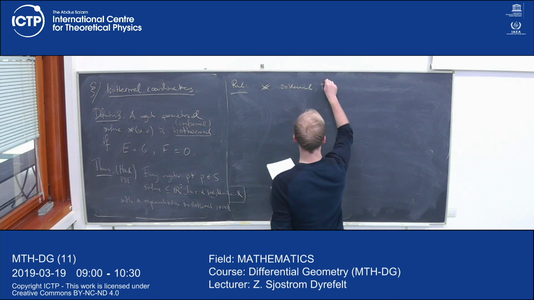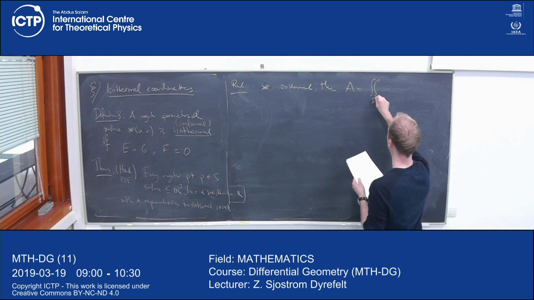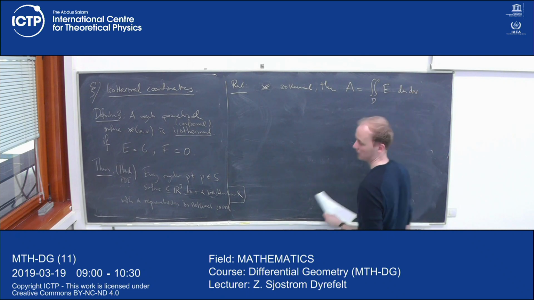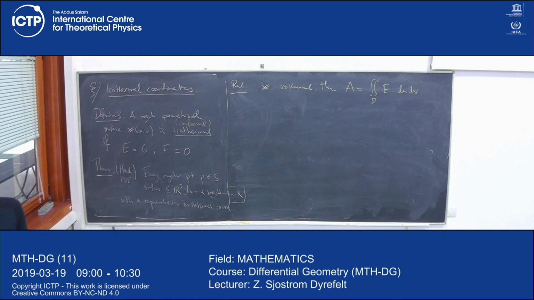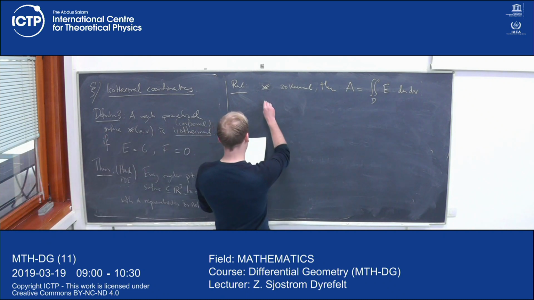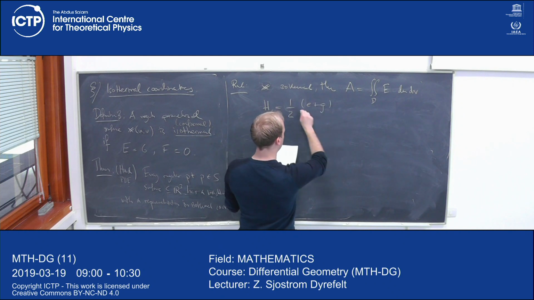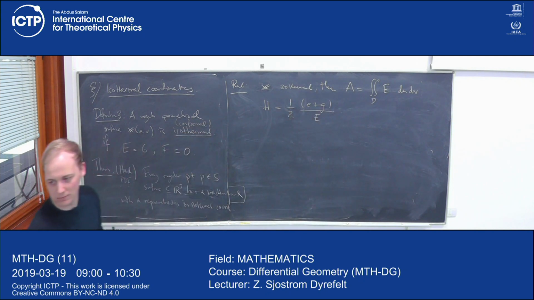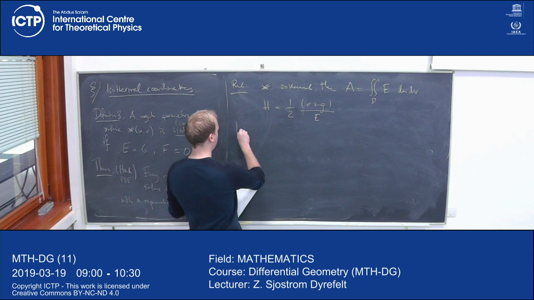So then the area is the integral over a domain of just E, since F equals 0 and G equals E, so taking the square root gives just E. And H is equal to one half of small e plus small g, divided by E. So now everything becomes somehow simplified.